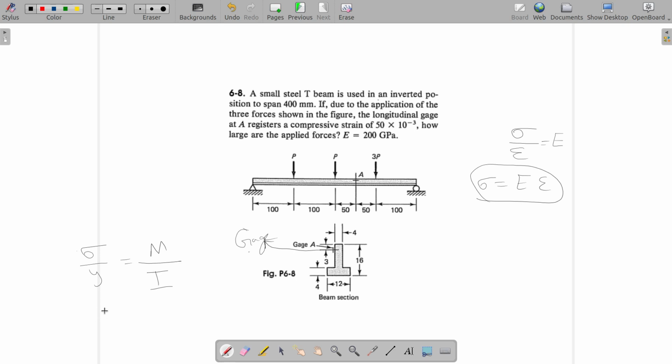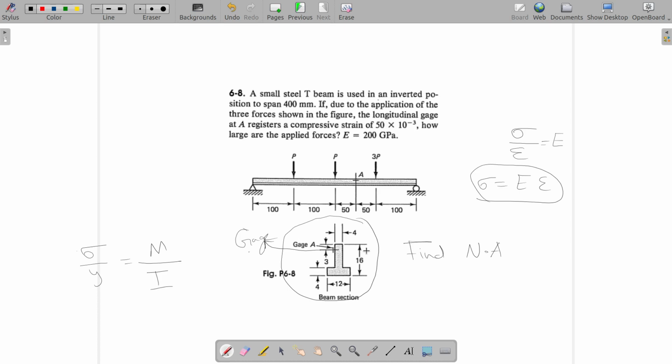Let's see if this part will help us. Now beam section is here. If you have the beam section, you can calculate the position of neutral axis. Find the position of neutral axis. How do you find out the position of neutral axis? If you have the cross-sectional area, it is essentially the centroid of the area.